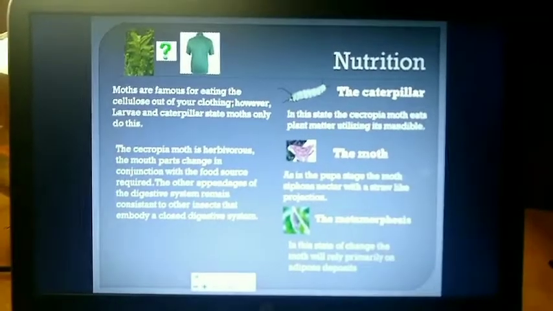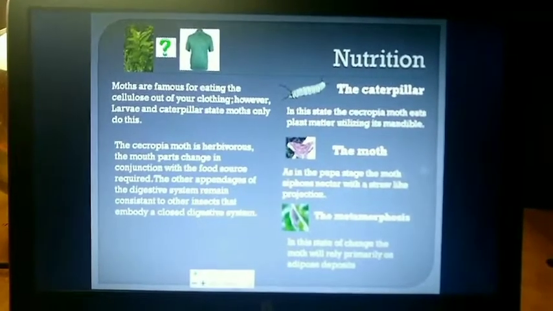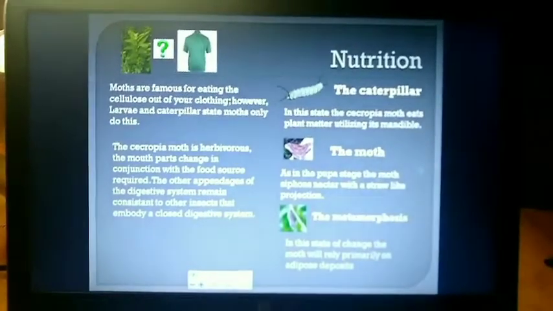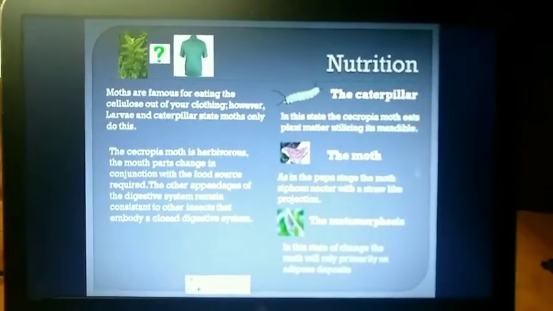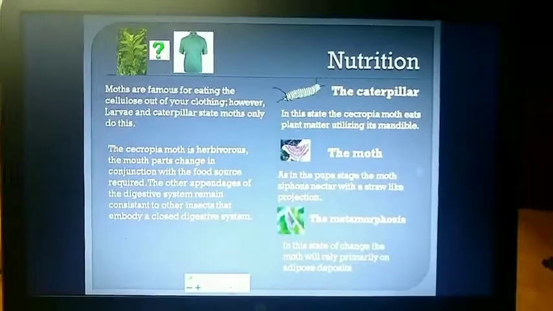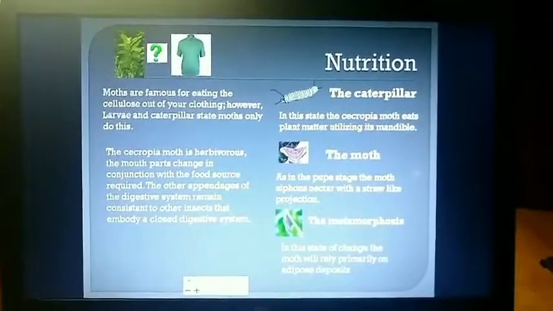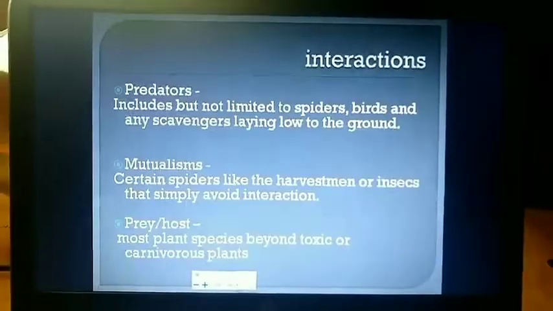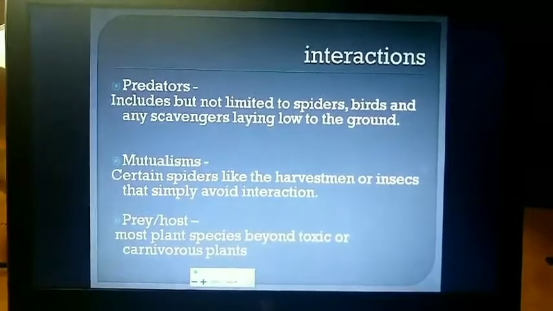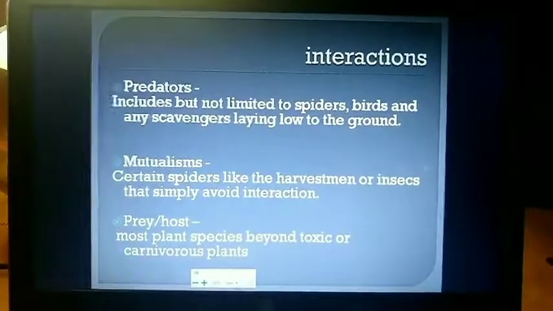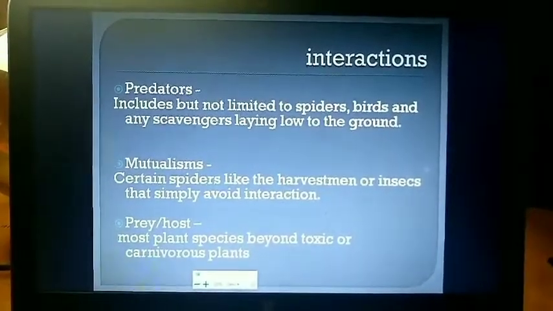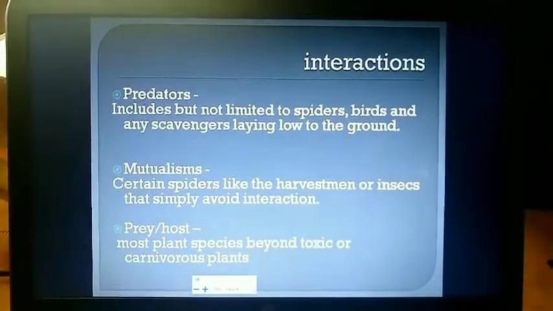Nutrition. You might see a lot of moths eating clothing. This is because most clothing is made out of cotton, which is derived from cellulose. Cellulose is what moths look for when they're eating leaves. Interactions between moths can be mutualistic, predatorial, or prey via the host plants.